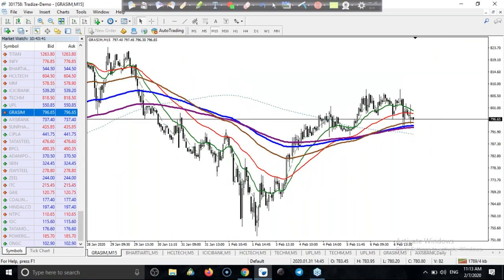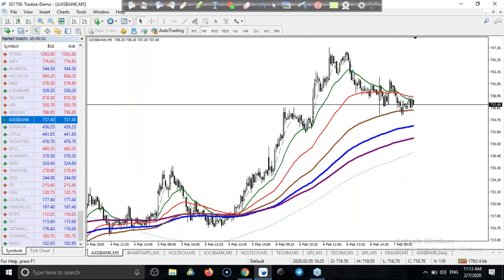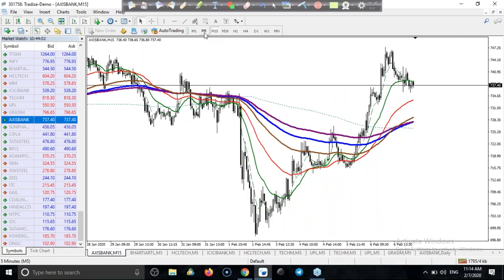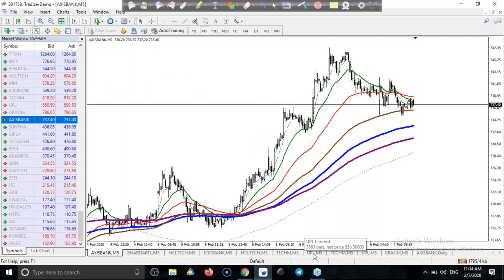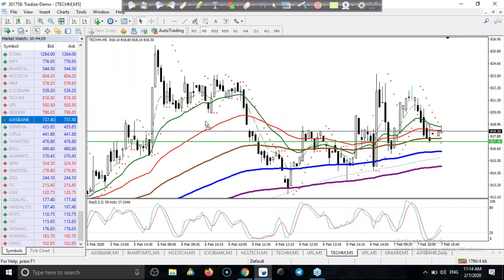We have seen this is Grasim, and they are running in an uptrend, and 5 minutes just broke this area. So we are not looking for this type of stocks. And this is Axis Bank. You can see running in an uptrend. Now price is just giving a retracement, and on 15 minutes, let's check it, running in an uptrend. 5 minutes running in an uptrend. Now we can go for Axis Bank. Have you seen it?